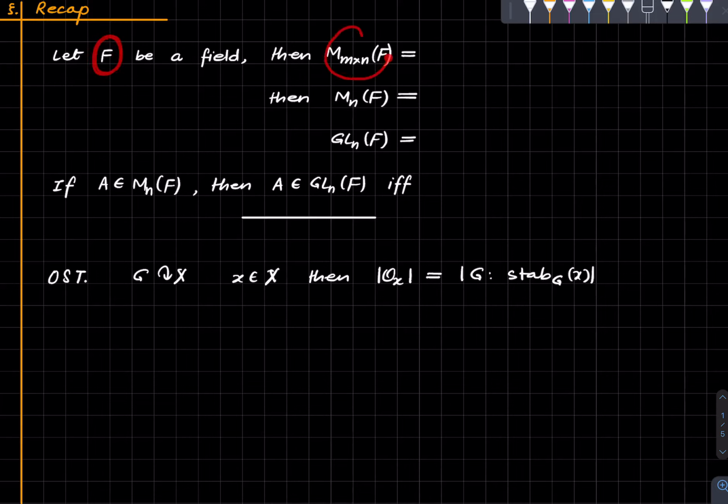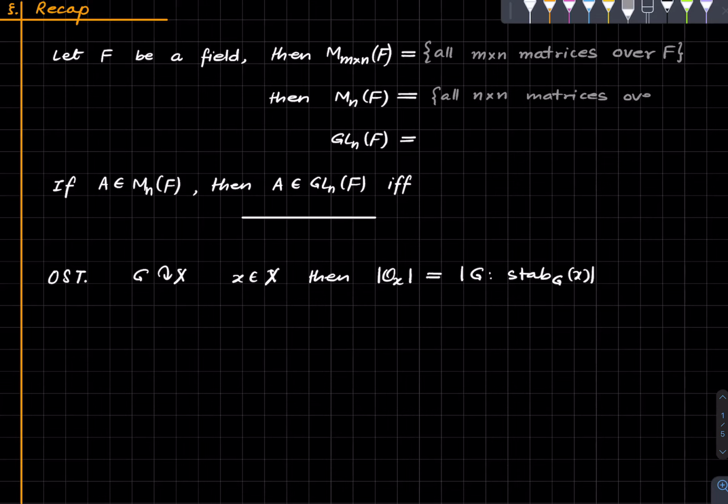So if F is a field, then this is a notation to mean all m cross n matrices over F. This is a notation to mean all n cross n matrices over F. So when I say matrix over F, it just means the entries of the matrix are coming from F. And this notation is for all invertible n cross n matrices over F. So those are some notations.